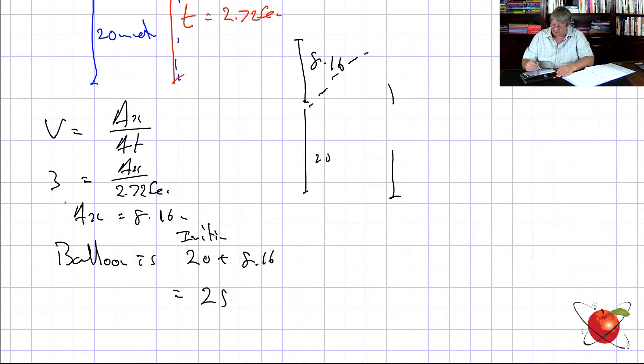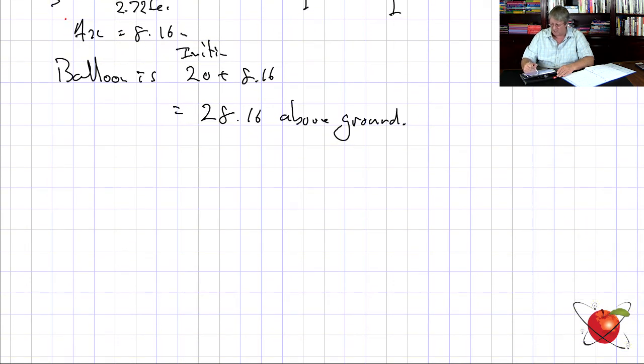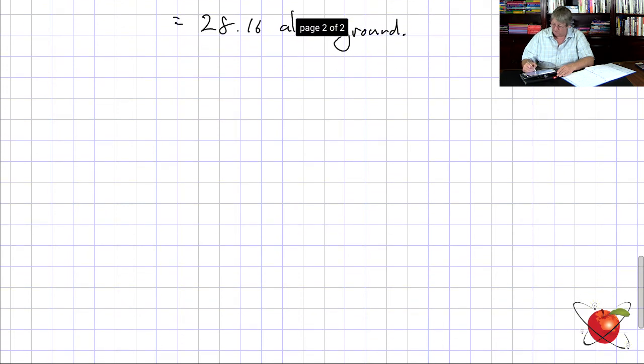So in other words, the balloon was here at 20, and the balloon has now gone up another 8.16 in the time that it took the ball to fall to the ground. So where is the balloon now? The balloon is at 20, this was the initial height, plus 8.16. So it's at 28.16 above ground, right? That is that one. Okay.